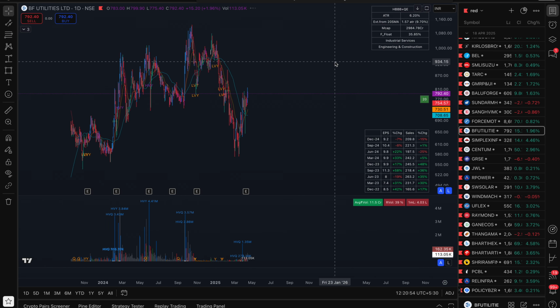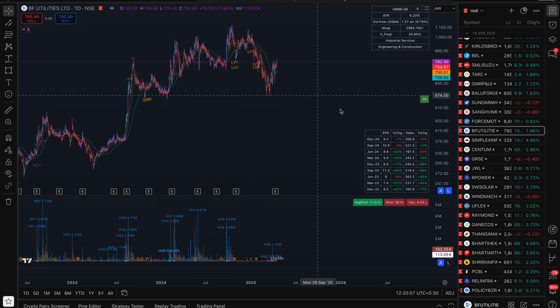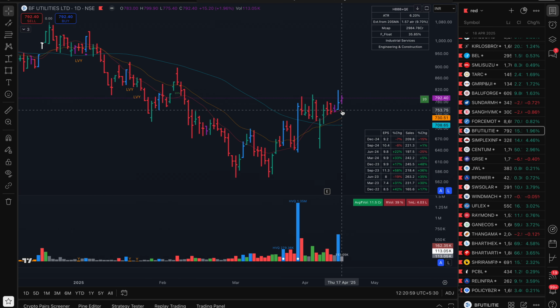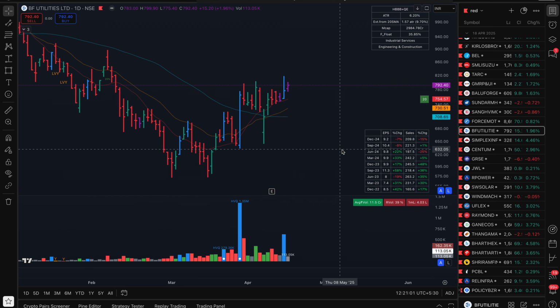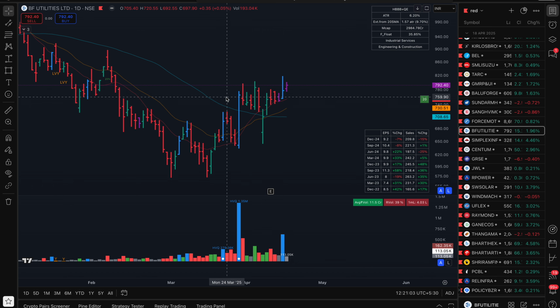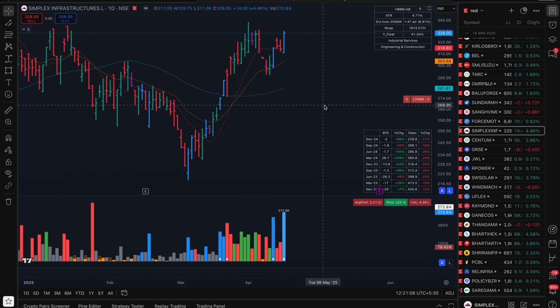BF Utility, it's not a great looking setup. If you look closer, there's a tight area here. Maybe I'll not keep this. There are a lot of better names.